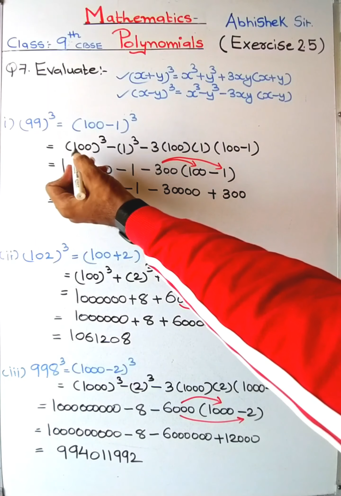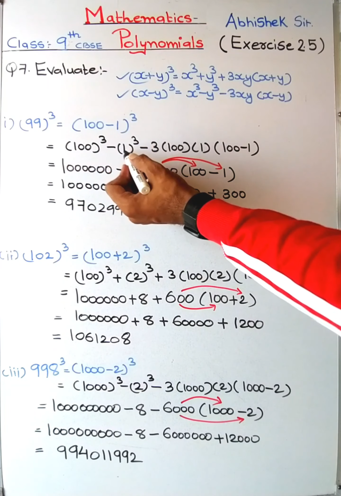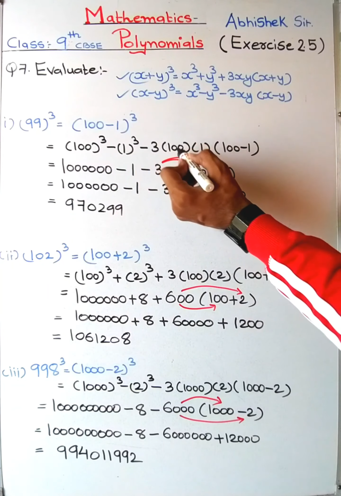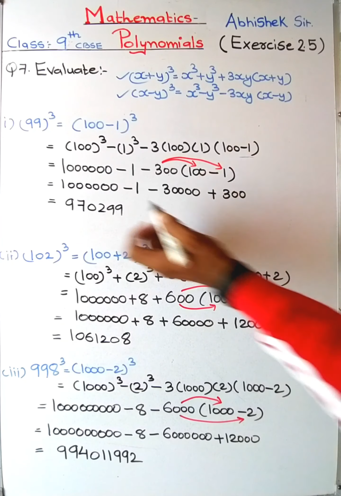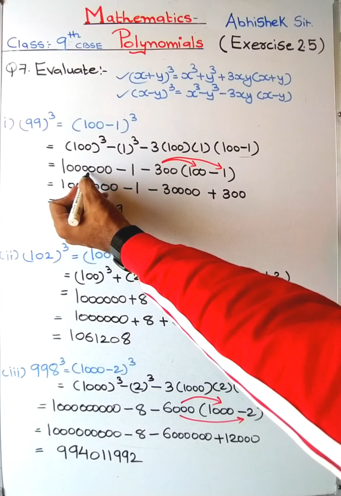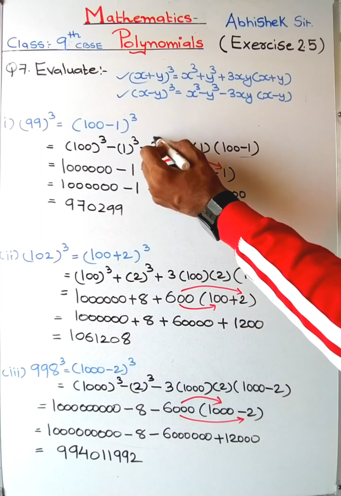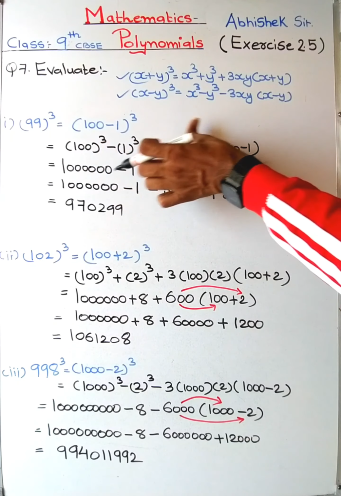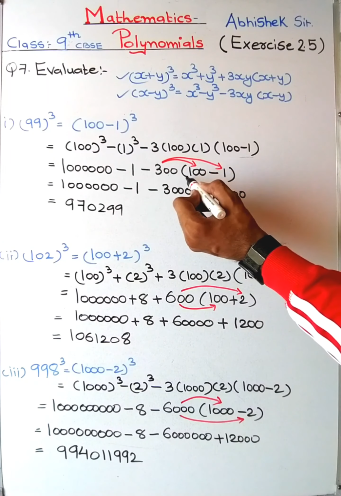So 100 cube will be the first term, minus 1 cube will be the second term, minus 3xy will be like minus 300 into 1, the bracket will be repeated. Clear? Now 100 cube is 10 lakh, 1 cube is 1, minus, first multiply these three terms. Okay, so 3 into 100 into 1 becomes 300 and bracket will be repeated.